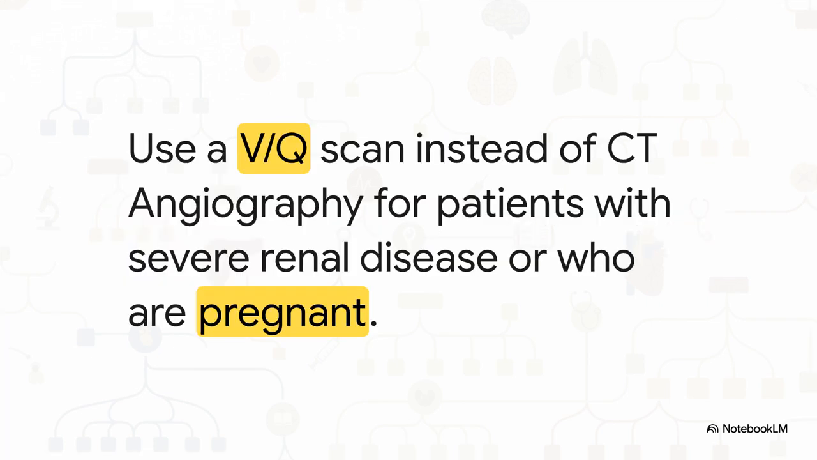Now, look out for override clues that alter that pathway. Let's say your probability tree points to CT angiography, but the patient has severe renal disease or happens to be pregnant. Those are overrides. Because they can't tolerate IV contrast, or you need to avoid fetal radiation, the correct next best step calibrates right away from the CTA and shifts directly to a V/Q scan.